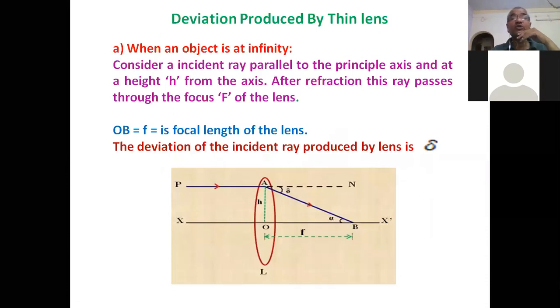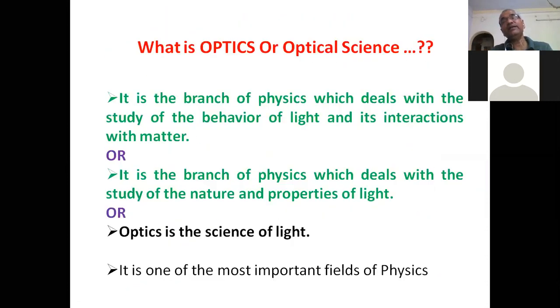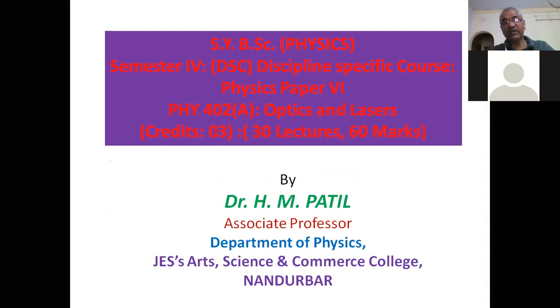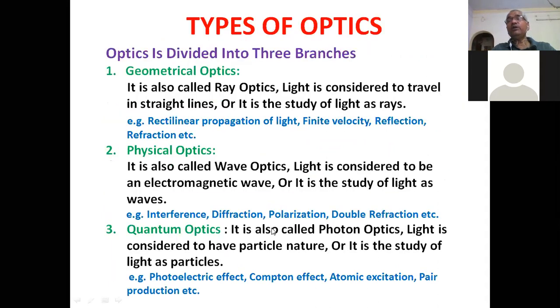we will have to conclude here this lecture. So what we learned in this lecture, we learned what is optics. Optics is the branch of physics which deals with the behavior of light and its interaction with the matter, or we can say it is the branch of physics which deals with the study of nature and properties of light, or in short, optics is the science of light. So it is one of the important branch of physics.